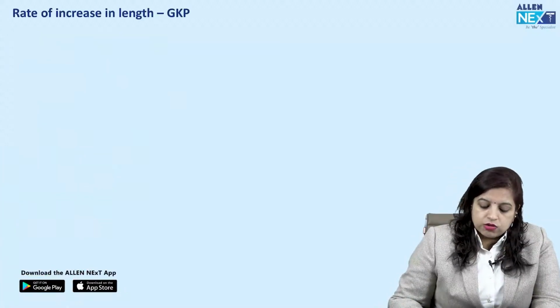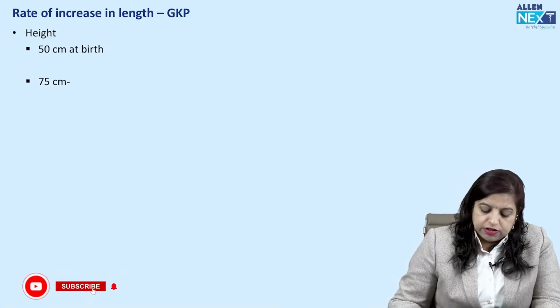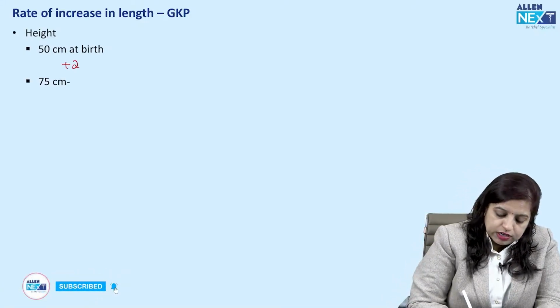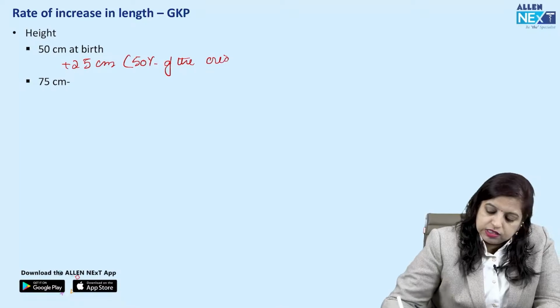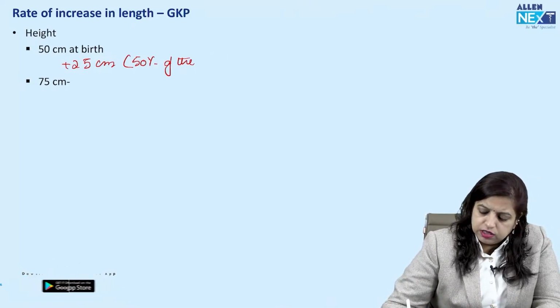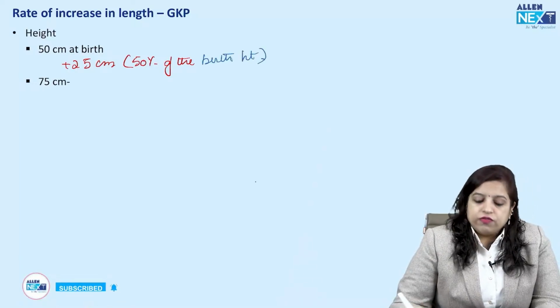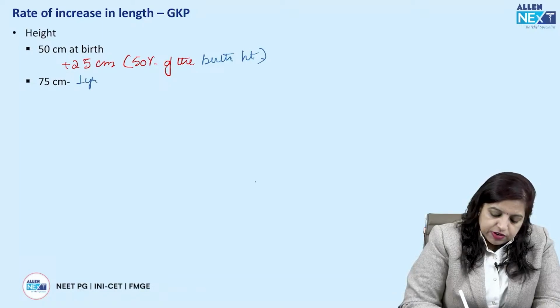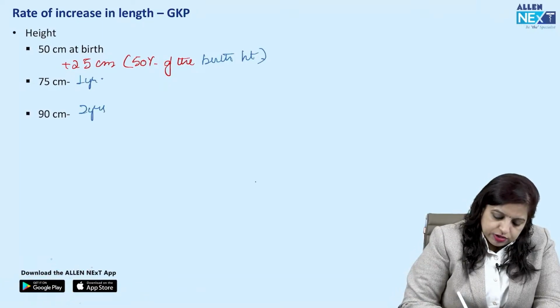Now let us see how does the height increase. So height, there is 50 centimeter at birth. So 75 centimeter, I told you, plus 25 centimeter means 50% of the original, original means the birth height. So 50% of the birth height is gained in the first year of life. So it becomes 75 centimeters by 1 year of life, and then it becomes 90 centimeters by 2 years of life. Remember that. And then 95 centimeter at 3 years of life.